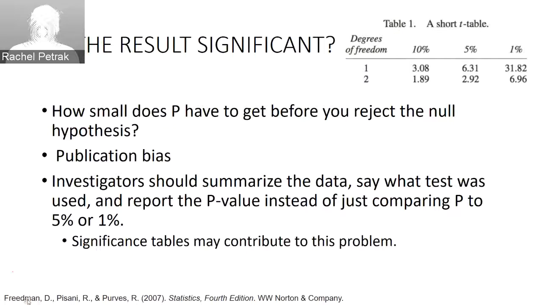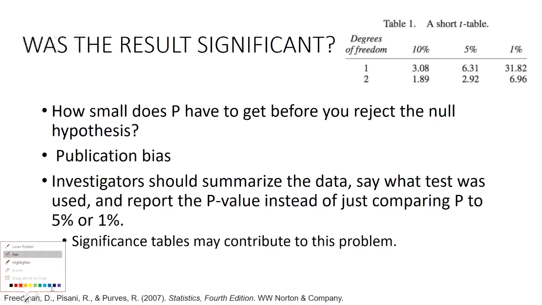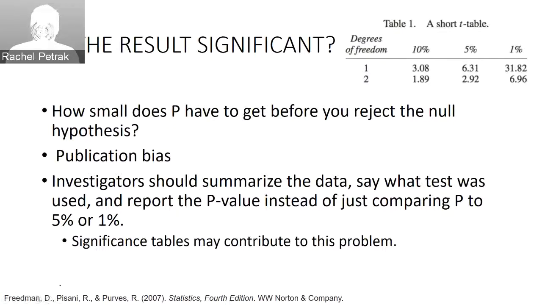The point is that if we look at this small t table, and we'll just start at the 1 degree of freedom level, you can see that the value for 5%, the cutoff here, is 6.31.